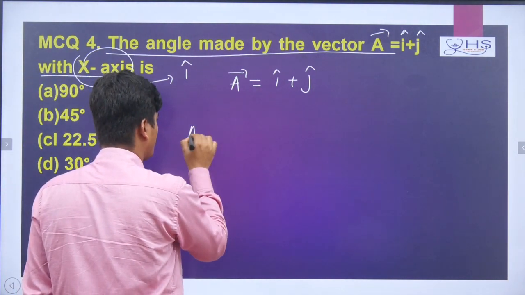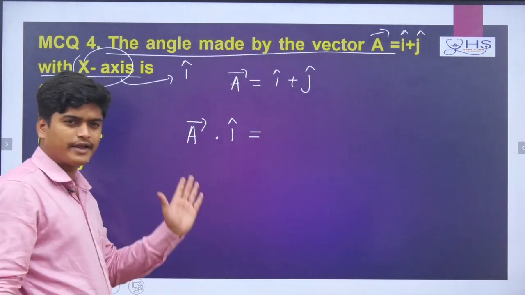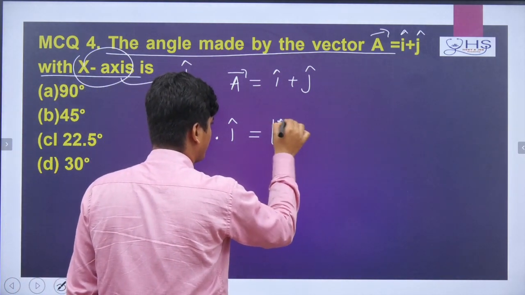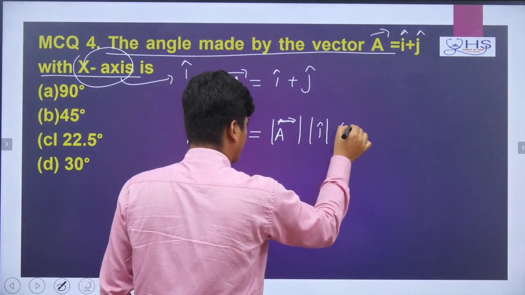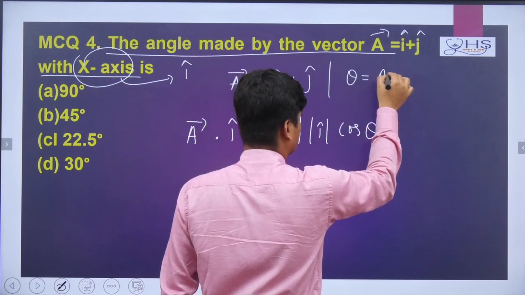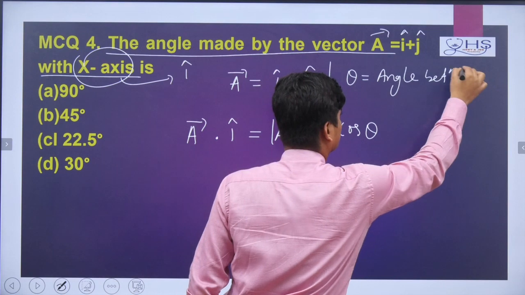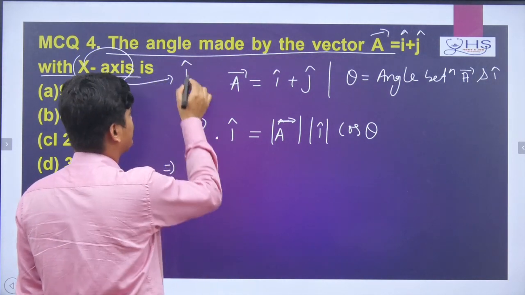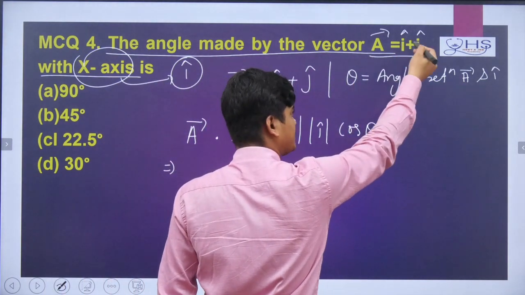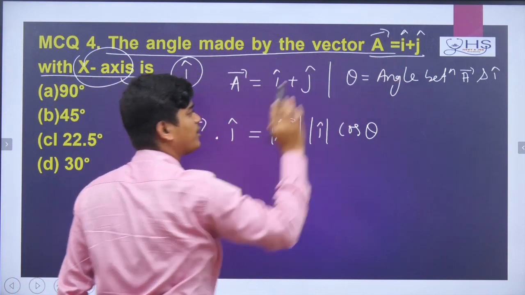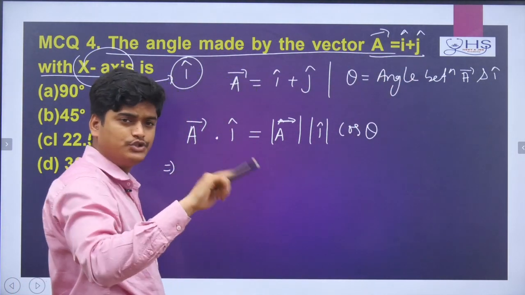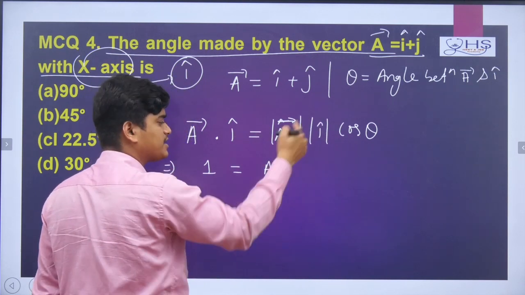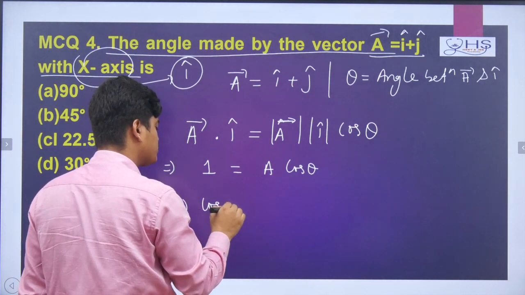How to find it? Most of the time, when you need to find an angle, we will follow the dot product rule. So here if I do A vector dot i cap, what will I get? I will get A vector magnitude, i cap magnitude, then cos theta. Theta is nothing but the angle between A vector and i cap, or along the x axis. Now one vector is i cap, another vector is i cap plus j cap. In the dot product, i dot i will give you 1, and i dot j will give you 0. So it will become basically 1. A vector magnitude is A, i cap magnitude is 1 because it is a unit vector along the x axis. So 1 equals A cos theta. That means cos theta is nothing but 1 by A.